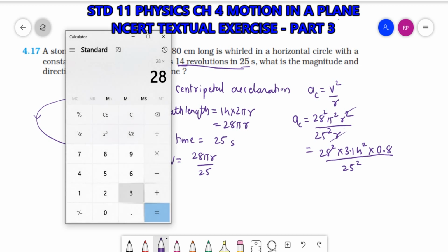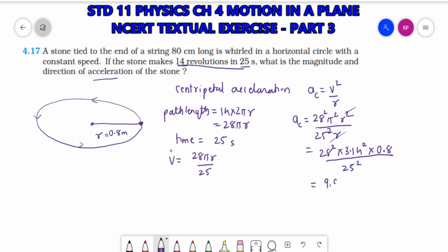28 into 28 into 3.14 into 3.14 into 0.8 divided by 25 divided by 25, because it's 25 square. So it's 9.89. So I will write down the round figure 9.9 meter per second square. So the centripetal acceleration is 9.9 meter per second square. Yeah, so this was about question 4.17. Just note it down.